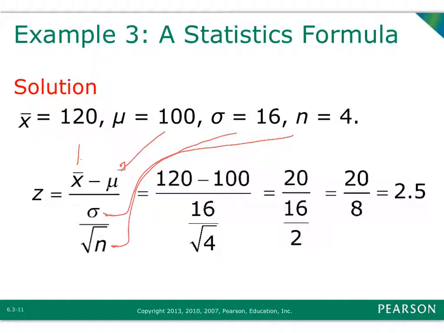When we plug in the numbers, we see that we have 120 minus 100, divided by 16 divided by the square root of 4. So we have 20 divided by 16 over 2, which is 20 over 8, and we have a z-score of 2.5. The meaning in this particular case is that the sample mean is approximately 2.5 standard deviations from the population mean. Rather unusual.